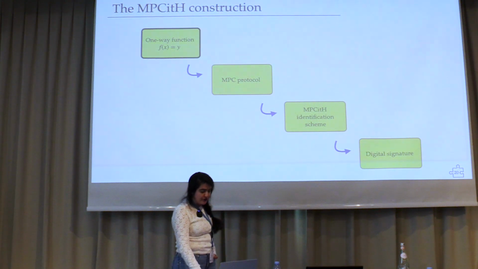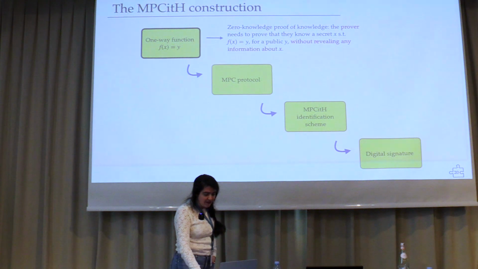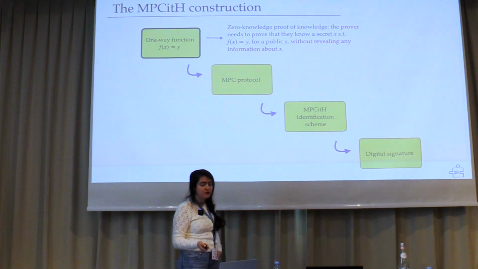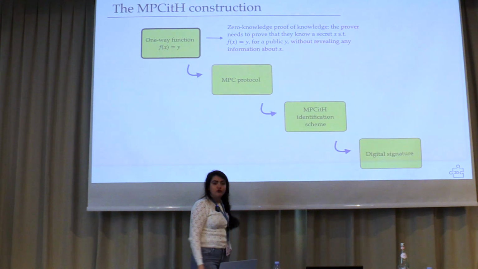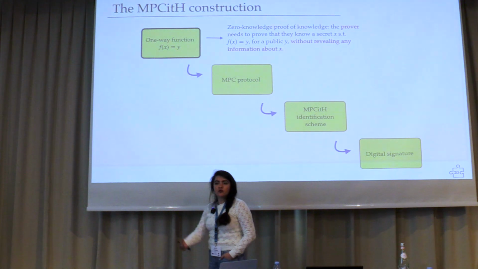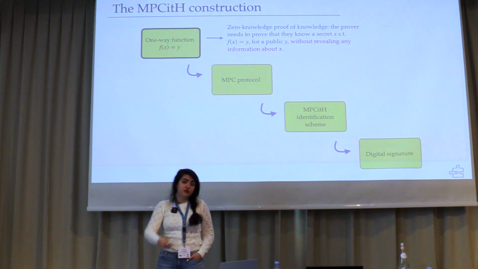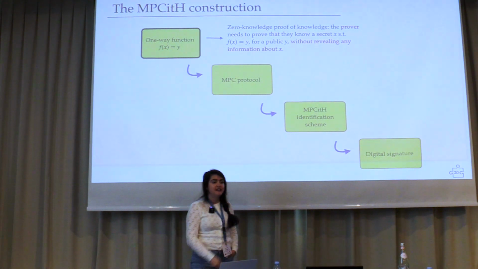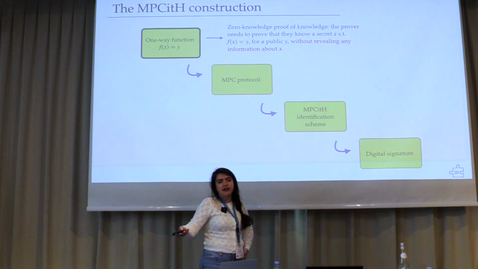Okay, so the first one, the one-way function. We choose a one-way function so that we build what we call a zero-knowledge proof of knowledge. Okay, what does this mean? I want to prove that I know a secret without revealing anything else about the secret except that I know it.